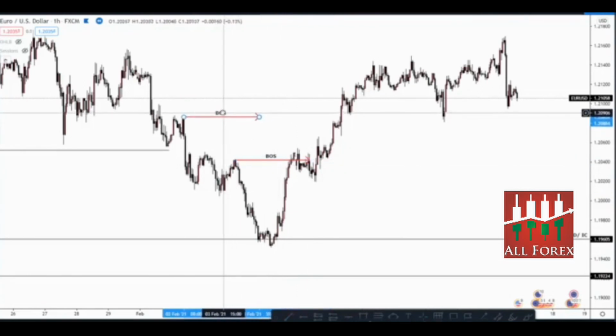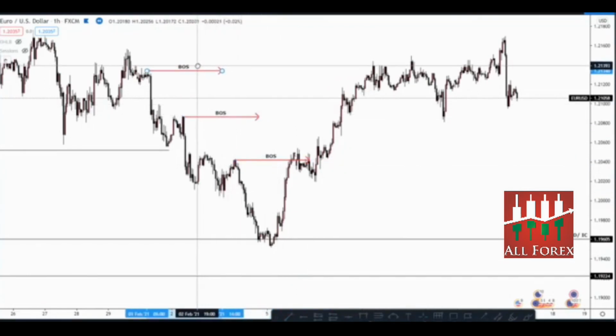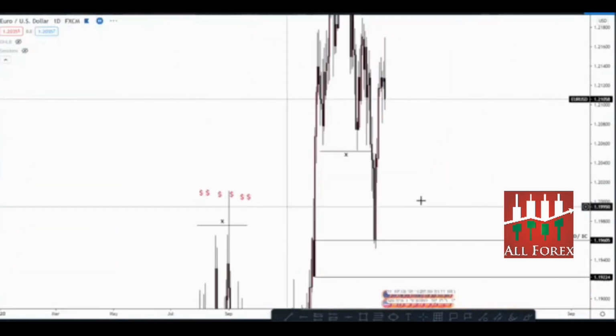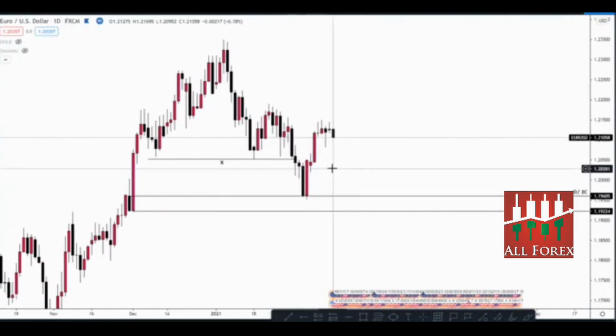Right here there's one, here's a second one, and then here's a third one. So we have multiple breaks of structure that do indicate higher price movement. So let's go back to the daily time frame. At this point on the daily, there's a clean OB right here.